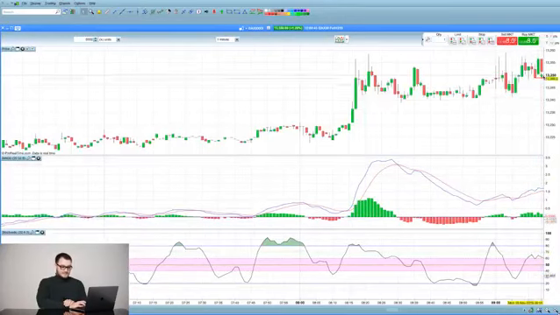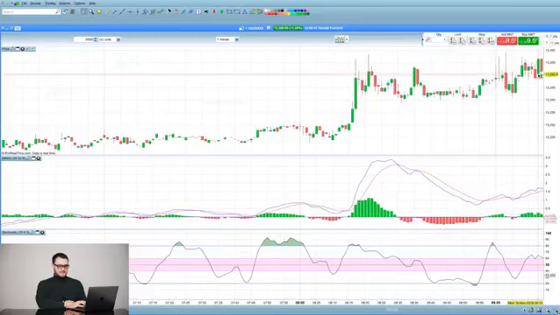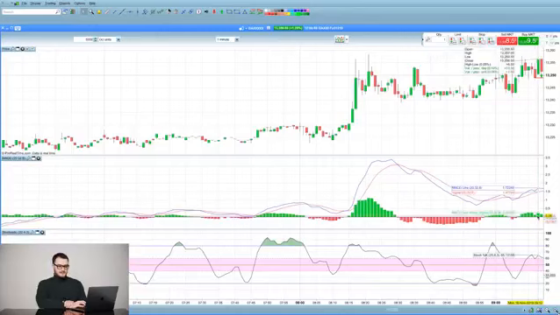So as you can see, the green arrow right here symbolizes our entry. So once again, as we look at the bars here, this is our signal candle, and this one is our entry candle.